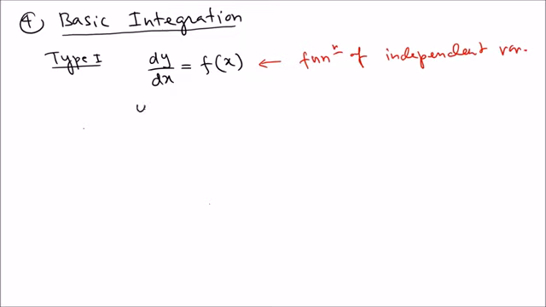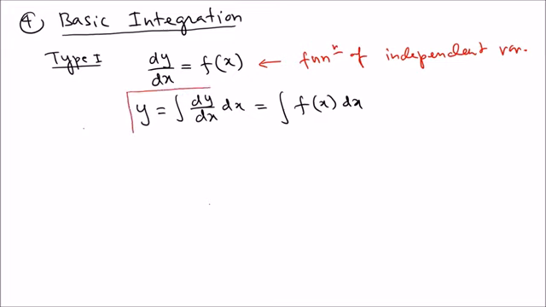So that means y is simply the integral of the derivative. We're just going to integrate with respect to x so that they cancel each other. So it simply becomes the integral of f(x) dx. It's very simple, just integrate. That's what happens if the derivative is a function of the independent variable only. So this is the easiest case. You gotta be careful because sometimes it's not the case. Okay, so let's talk about type 2.